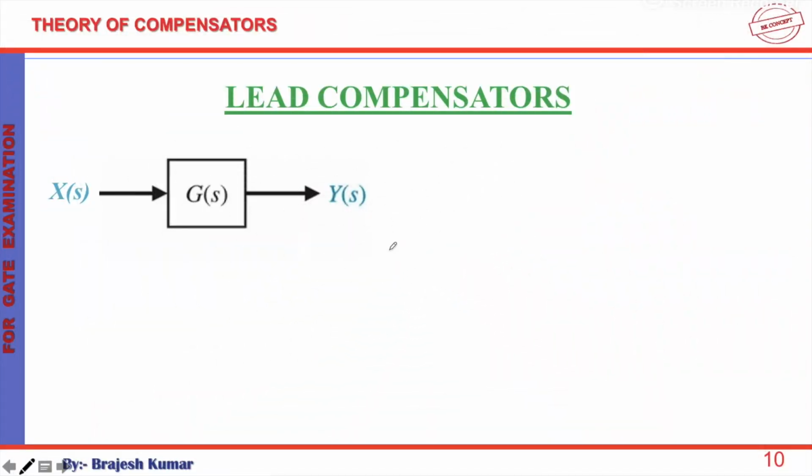So without further ado, let us switch over to PowerPoint. We know that by the term frequency response, we mean the steady state response of a system to a sinusoidal input. So we have a given system with a transfer function G(s), an input signal x(t), and output signal y(t). So what does this definition mean?